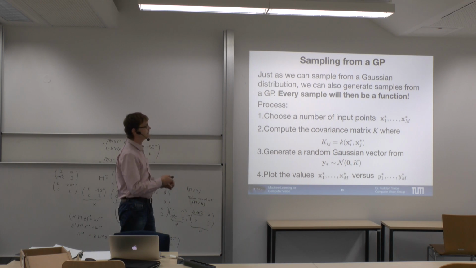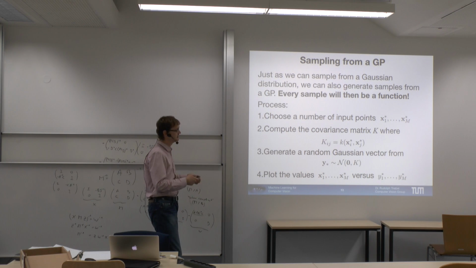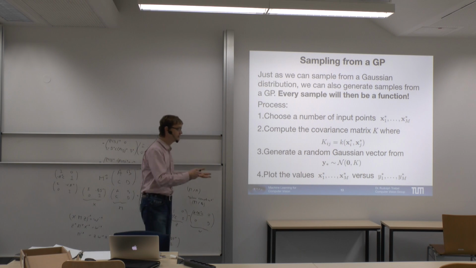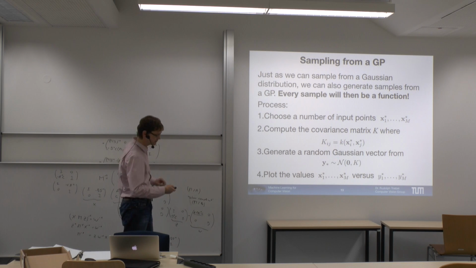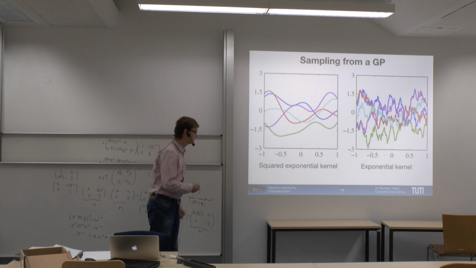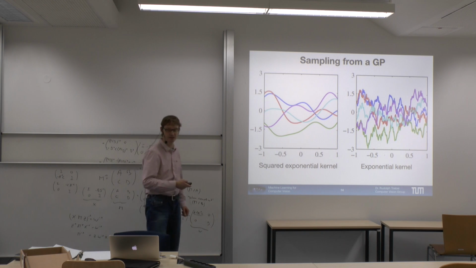Again, we don't have a closed form of that function. We cannot really write down the function, but we have a mapping from x to y. We can say for every new data point, give me its likely output and its uncertainty about this output. So if you sample from, for example, a squared exponential kernel, then we'll have these kind of samples here. Every function here is a sample from the GP.